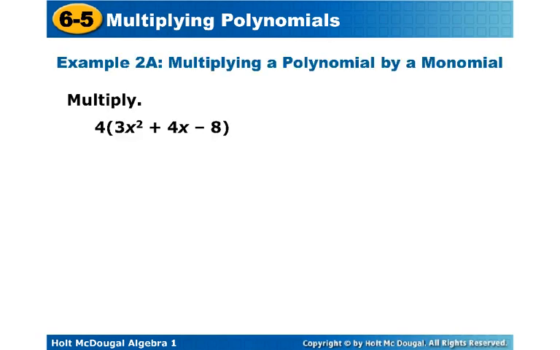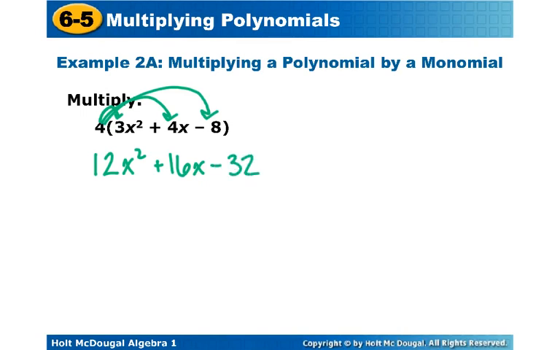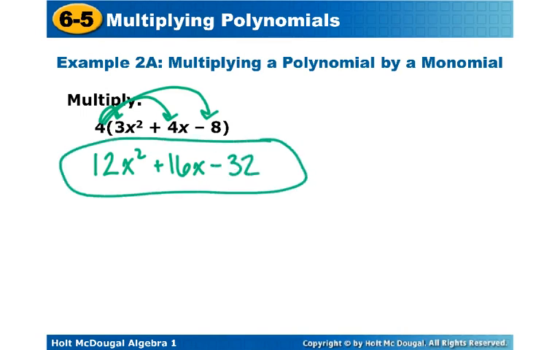So looking at this, multiply a polynomial by a monomial, you're going to multiply 4 times 3x squared plus 4x minus 8. So we're simply just going to distribute the 4. So you're taking 4 times 3x squared. So that becomes 12x squared. 4 times 4x. So that gives us 16x. And then 4 times negative 8, which is negative 32. And that right there is your product from multiplying the monomial by the polynomial.